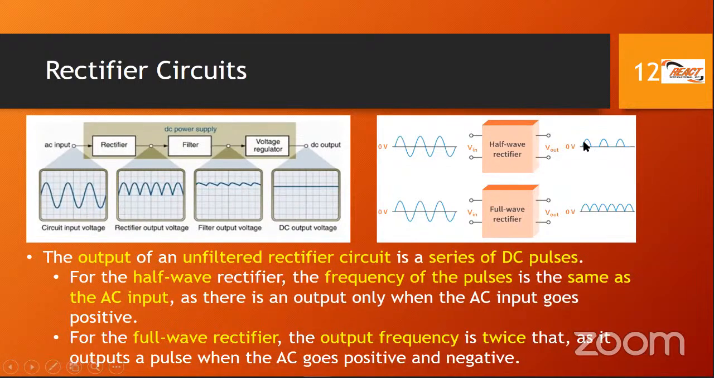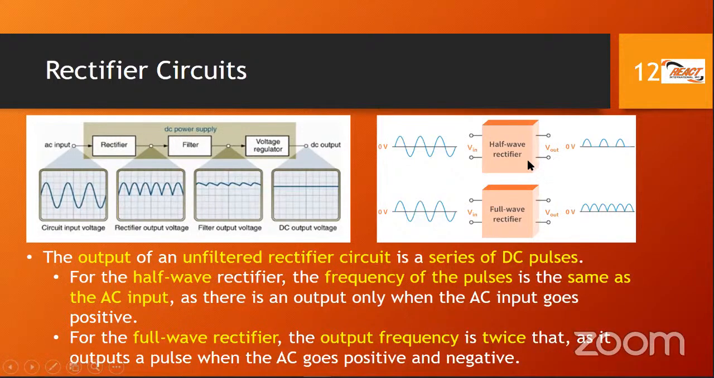For half-wave, the frequency is the same as the AC input. But for full-wave, the output frequency is twice. How do we figure that out? Notice we have the AC frequency here. But because half-wave only gets half of it, it's the same. We're just looking here at the peaks of it. So the frequency is blip, space, blip, space, and so on.